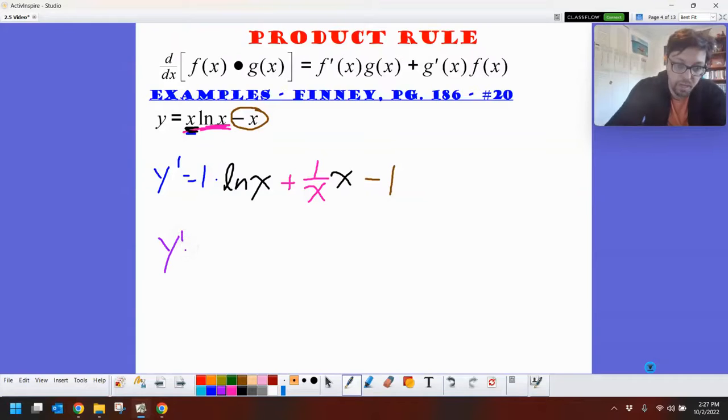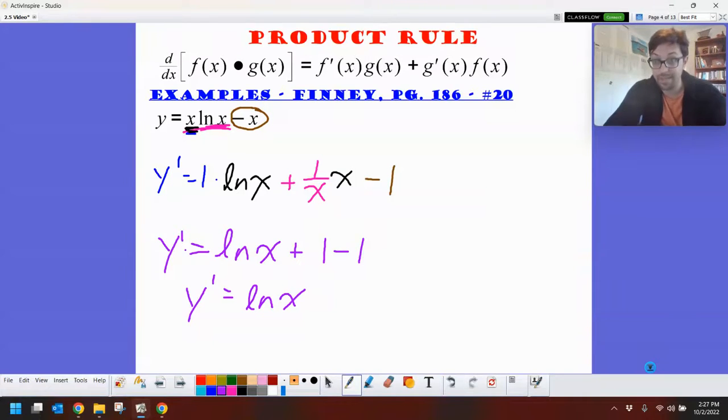So then y prime is going to equal 1 times the ln of x. Well, that's just ln of x. Plus 1 over x times x. Well, that's just 1. And minus a 1. Oh, well, hey, that's just 0. So y prime is just going to be, in this case, the ln of x.